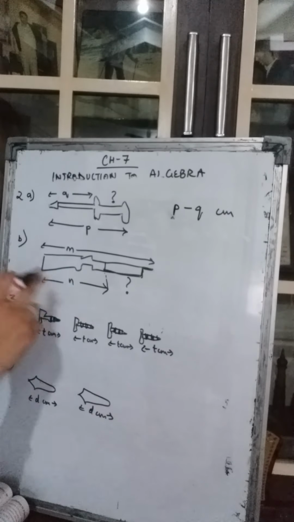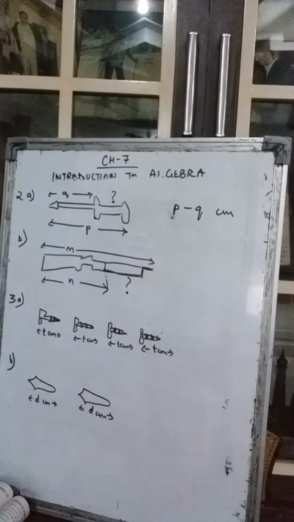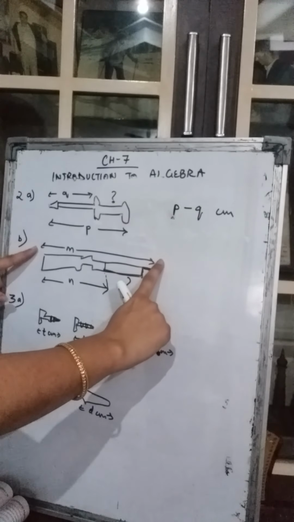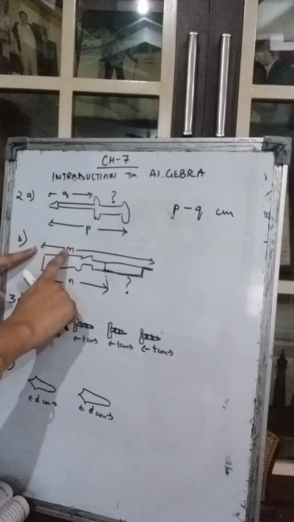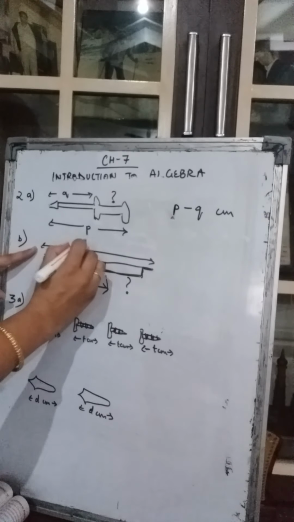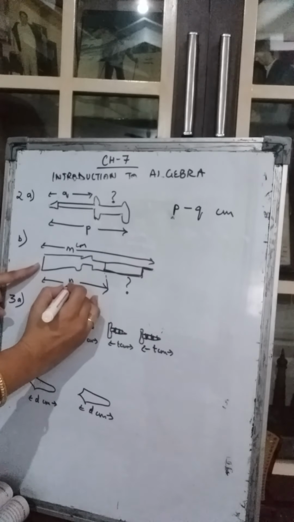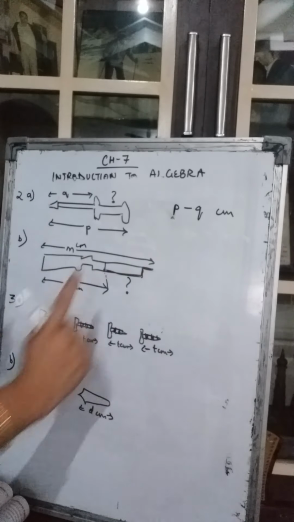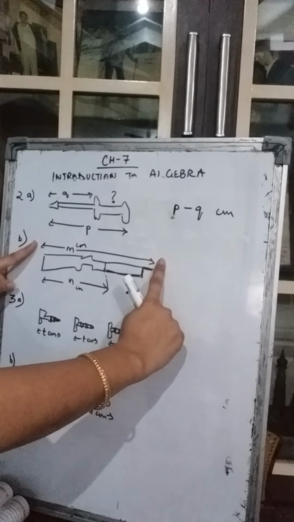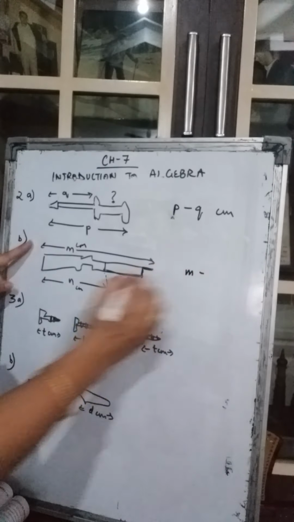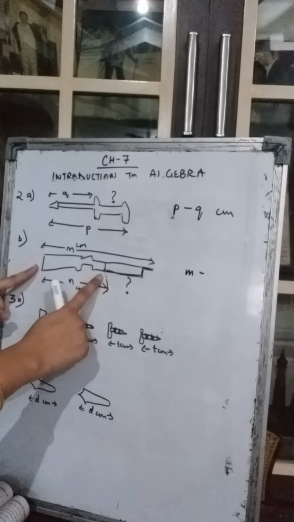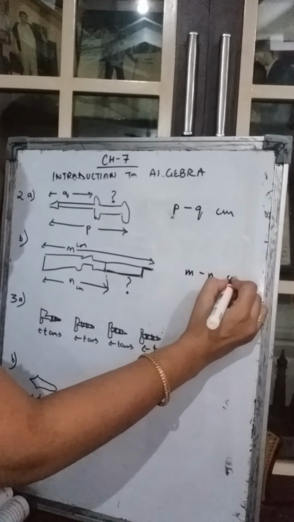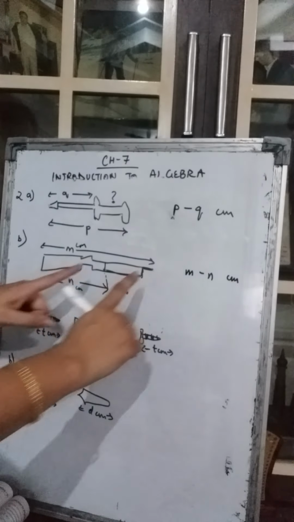Now the B part. There is a rifle here. Now the full length of the rifle is m centimeter. And this part, the handle, is n centimeter. We have to find the length of this barrel. Again, what will we do? The total length is given to you. Write the total length m minus the handle length n centimeter. This will be the length of the barrel.